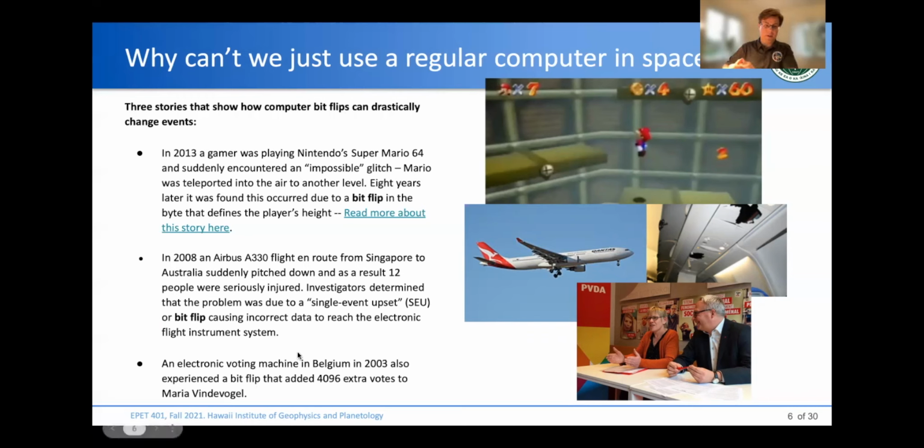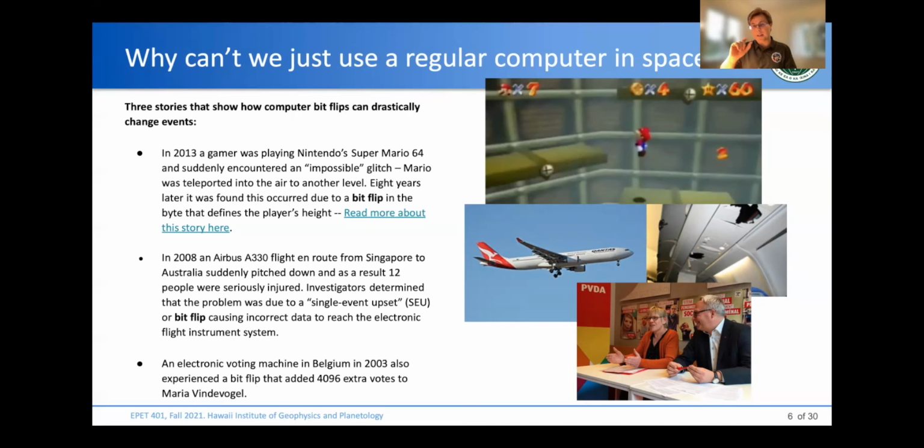And then another example happened in 2003 in Belgium, where a voting machine during some elections increased the number of votes for a particular political candidate, Maria Vindevogel, and added 4,096 votes. This was mathematically impossible because she did not even have that many known people who were going to vote for her. So they went back, and fortunately they had recorded the votes on magnetic cards, and they found out that there had been a glitch.